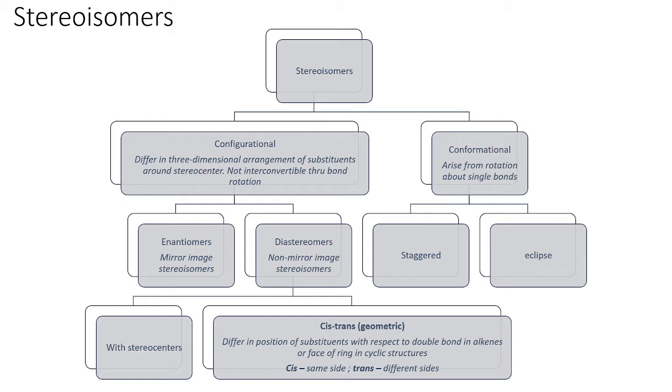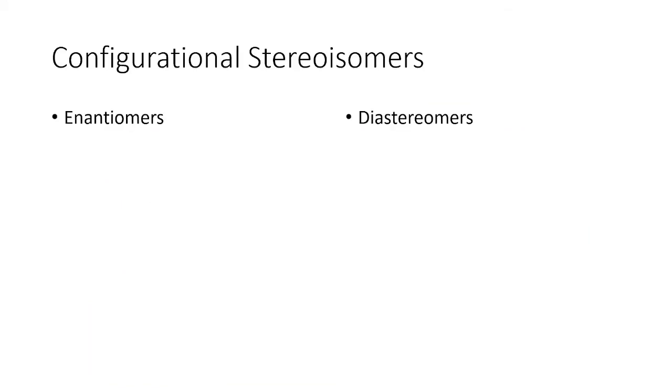I decided to separate the video for this one because this is a long video on that note. So let's start with the configurational isomers, specifically enantiomers and diastereomers. Enantiomers are actually just mirror image stereoisomers.